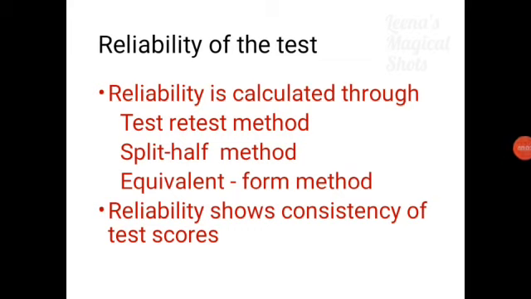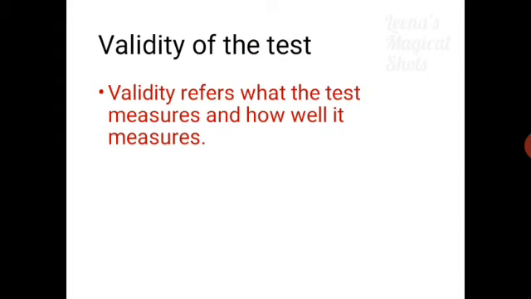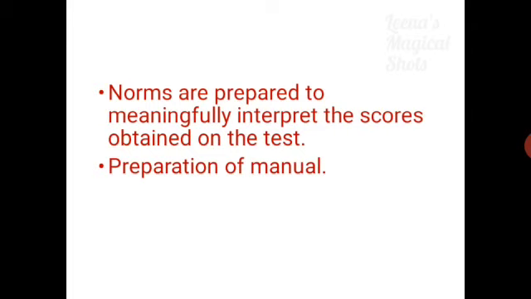Reliability shows consistency of test scores. Reliability is calculated through test-retest method, split-half method, equivalent form method. Validity of the test refers to what the test measures and how well it measures. After finding the validity and reliability of the test, norms are prepared to meaningfully interpret the scores obtained on the test. Then preparation of manual is the last step in test construction.